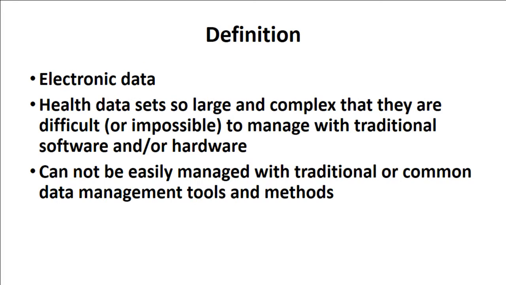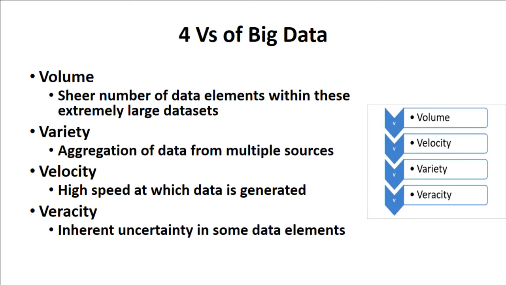Well, how would we define what big data is? By definition, big data is going to be electronic data, and it's data that's so large and complex that it's essentially difficult, or in fact even impossible, to manage with traditional software and hardware. So we're going to need new software and hardware to deal with this. And it cannot be easily managed in traditional ways with common data management tools or methods.